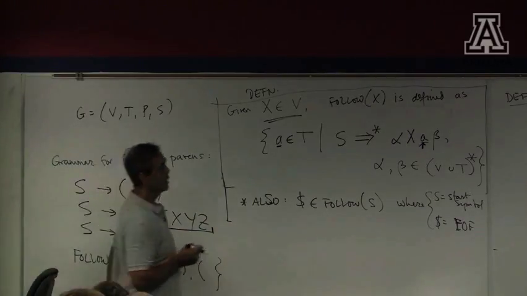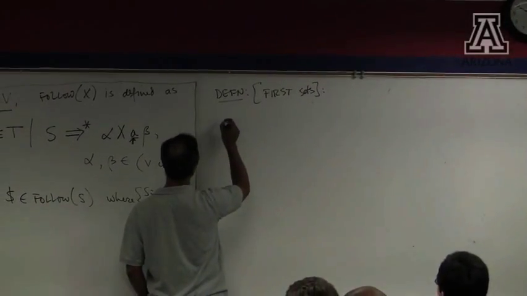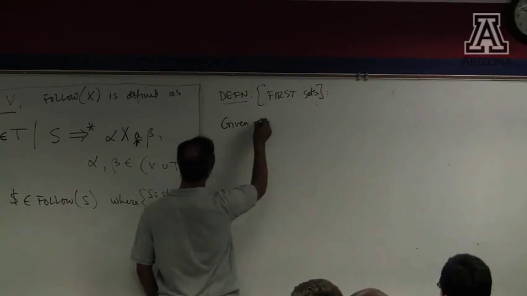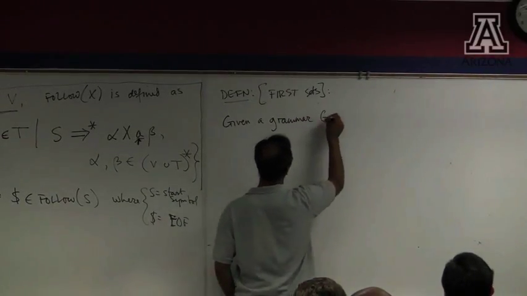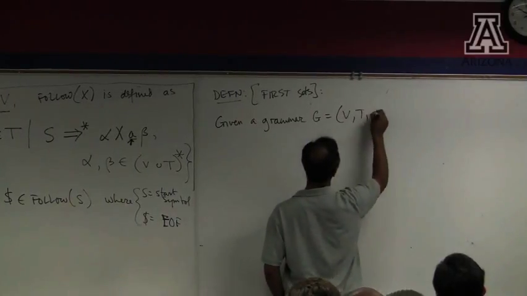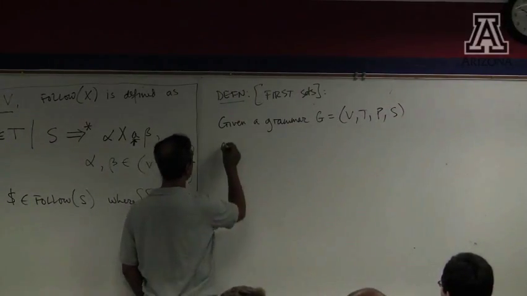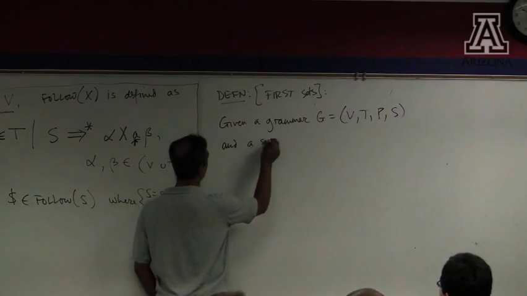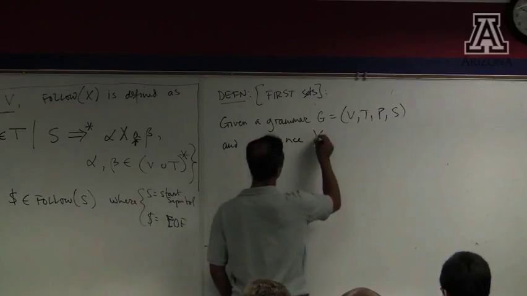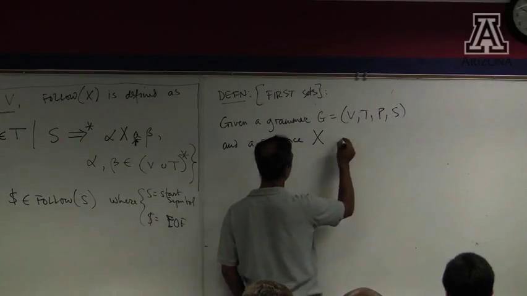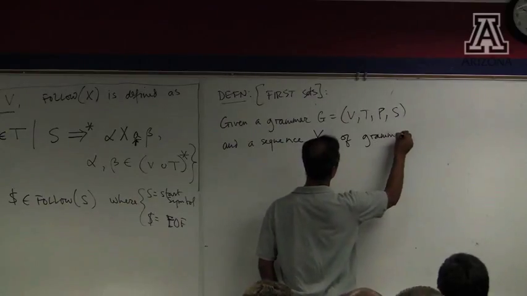Okay? So the definition is that given a grammar, variables, terminals, productions, start symbol, and a sequence X of grammar symbols.